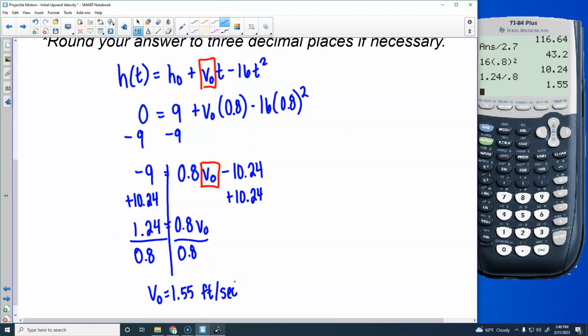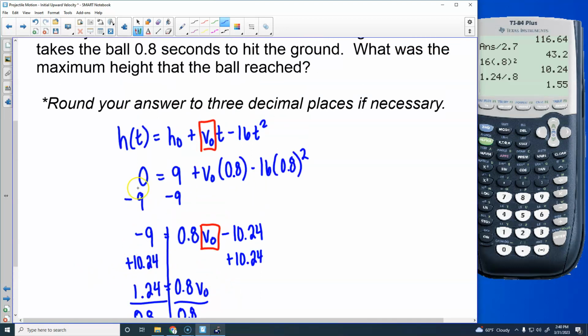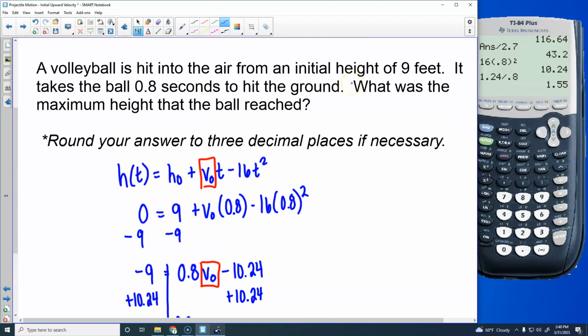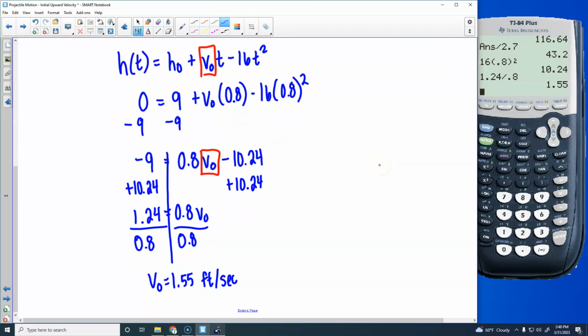It feels like we're done. Is that the answer to the question? No. Because we did all that work, but we're still not done because it didn't ask us for initial upward velocity. It asked us for the maximum height. So what we're going to do now is plug this into the equation. But we want to do like we've done the other problems. We need the t to still be in the equation. If you plug in that 0.8 for the t, you will not get anything.